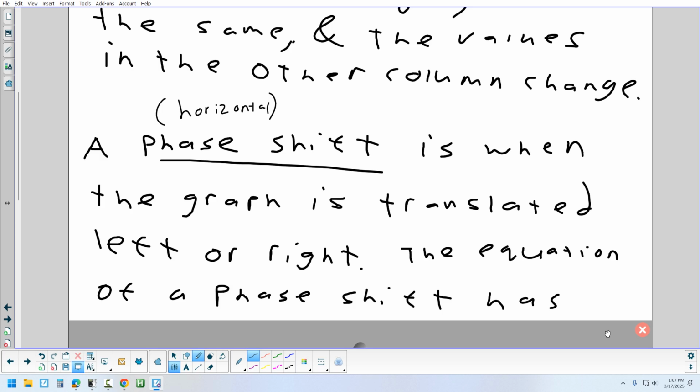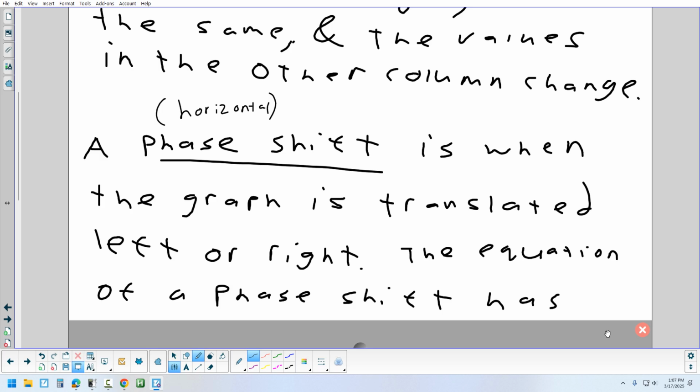Adding and subtracting. Any kind of shift, whether it's up and down or left and right, is always adding or subtracting. If you multiply, that is a stretch. We're not looking at a stretch today. That's tomorrow.